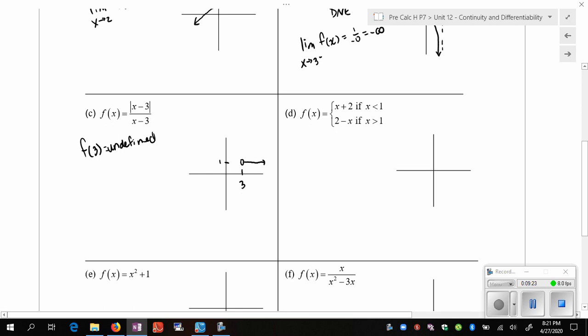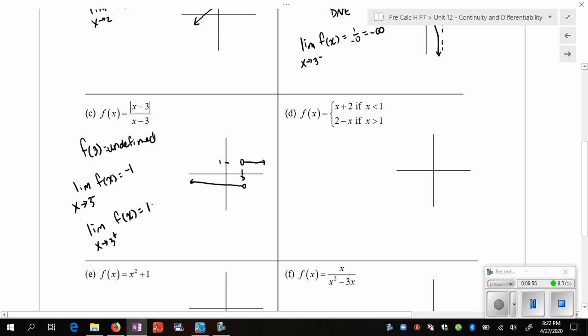And if I think about values to the left of 3, try to get an open dot here, right? It doesn't exist at that point. I'm going to have a y value of negative 1. And so you could see that this is clearly a jump discontinuity by the graph. The limit as x goes to 3 from the left is equal to negative 1, and the limit as x goes to 3 from the right is positive 1.